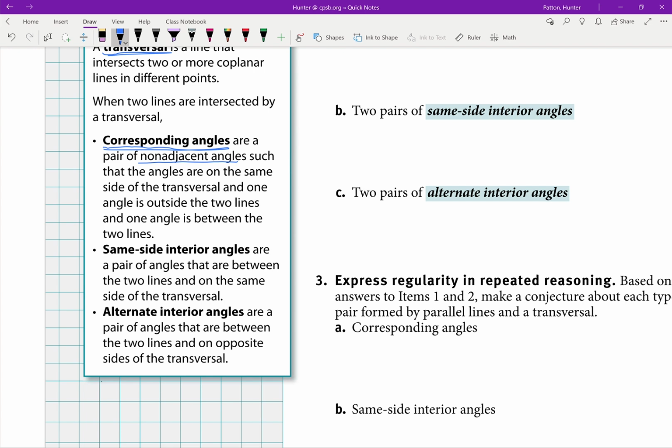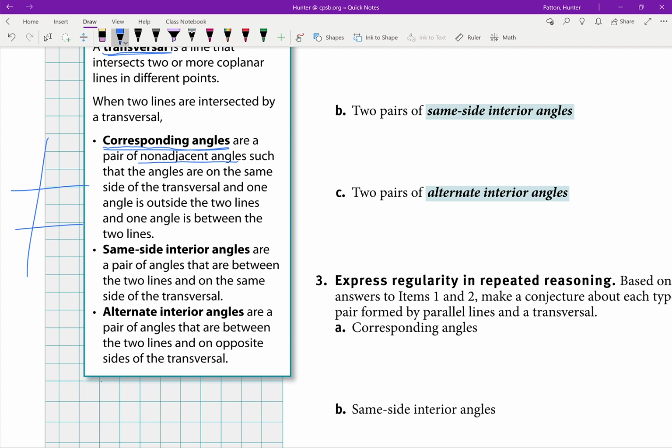Non-adjacent angles means that they do not share a vertex and they do not share a side. They're not next to each other. Corresponding angles are such that the angles are on the same side of the transversal, and one angle is outside the two lines and one angle is between the two lines. So I have two lines cut by a transversal.